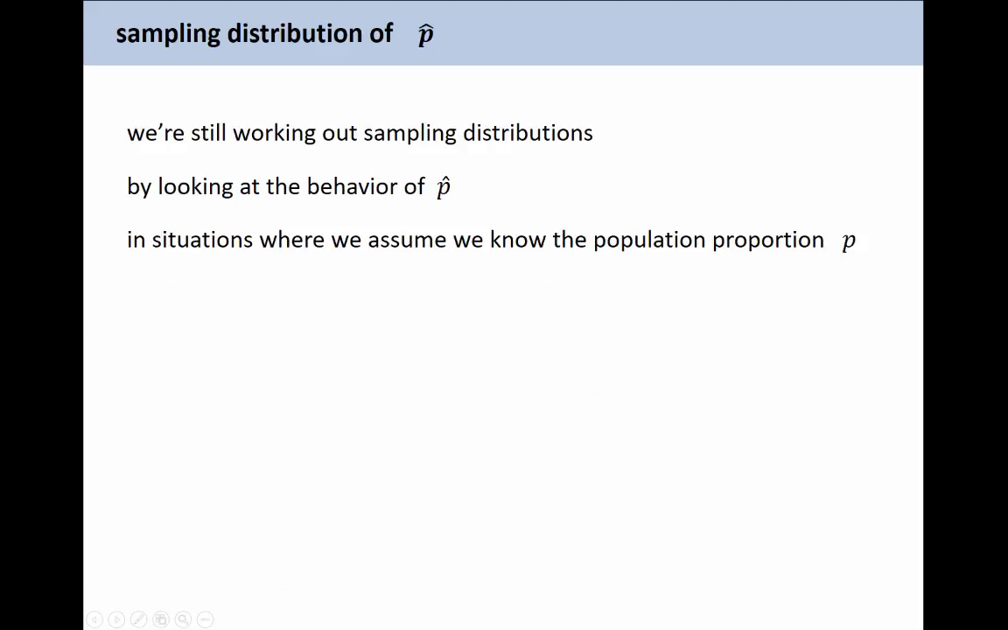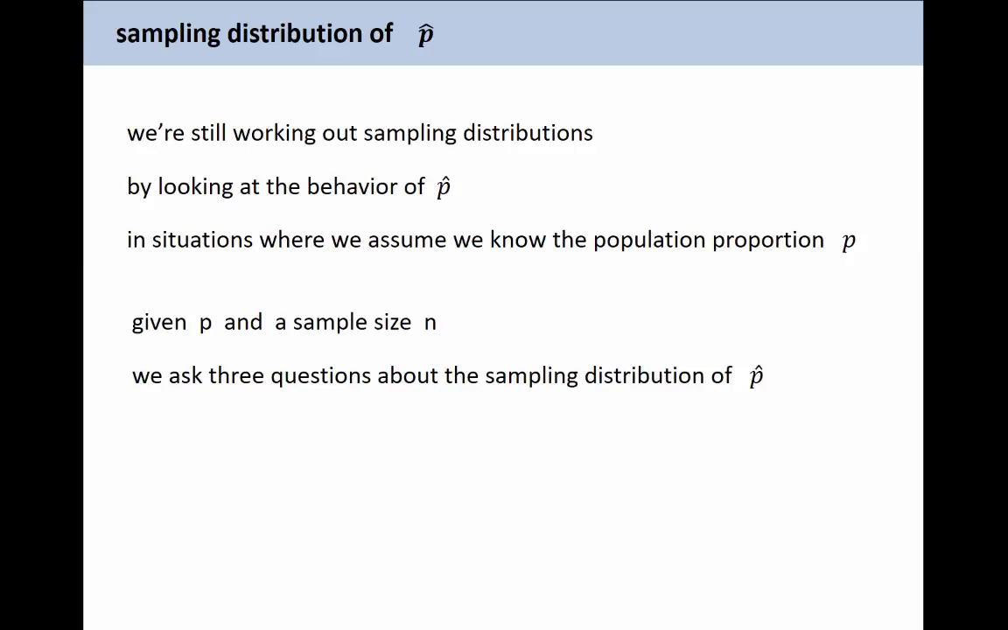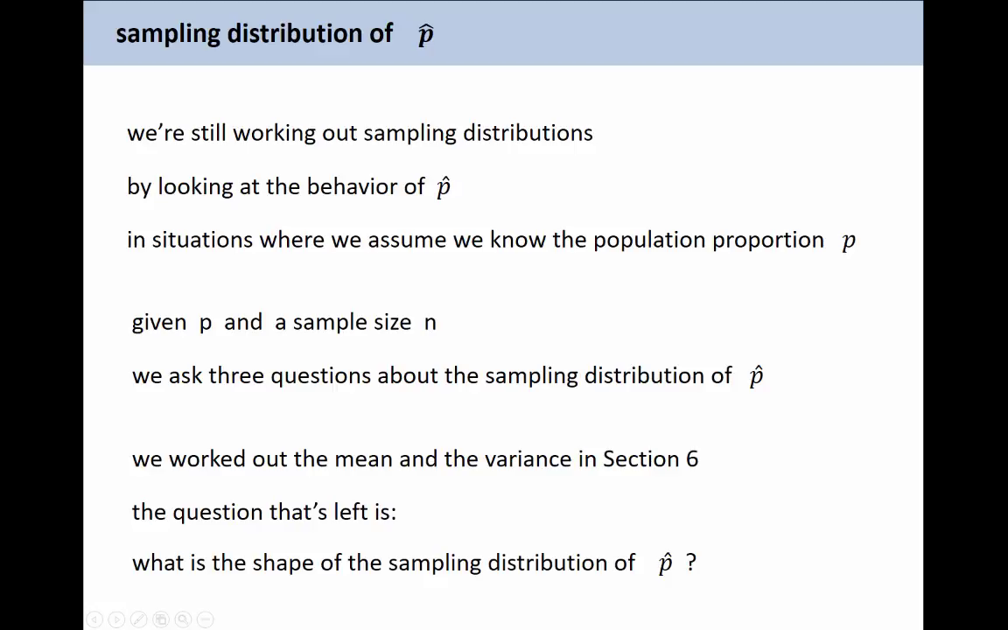So the other thing is, in our work here, Baldi and Moore, chapter 13, we're still looking at the behavior of p hat where we know everything, in particular where we know the population proportion p. And again, we're going to ask for a particular situation 3 questions. Given p and a sample size n, 3 questions about the sampling distribution of p hat. We've already worked out the mean and variance. The question that's left for us is the shape of the sampling distribution. So here are the facts, so we have them handy.